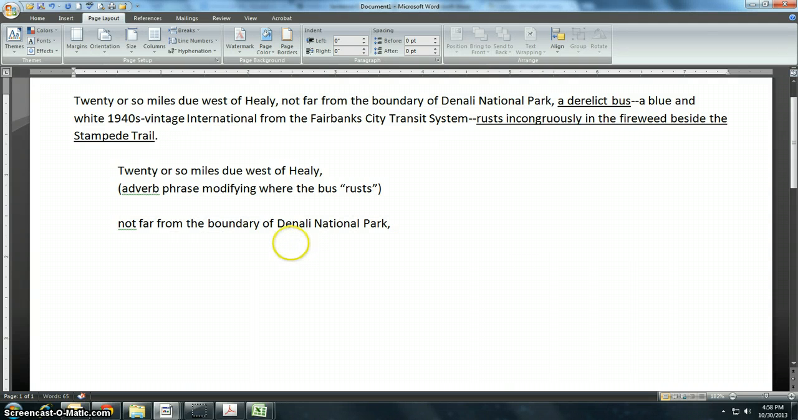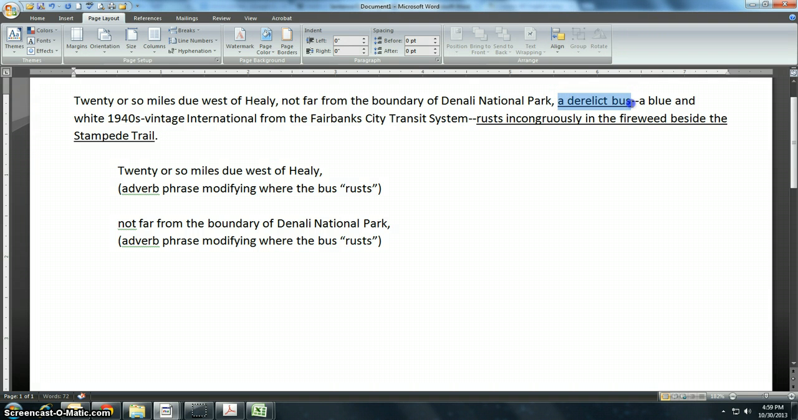And this, once again, is another adverb phrase. Two back to back. We're talking about far. West and far are both the direction words telling us where the bus rusts. So far is an adverb. That makes this phrase an adverb phrase. And I could have copied and pasted that, but I didn't. All right. Next we have the beginning of our independent clause.